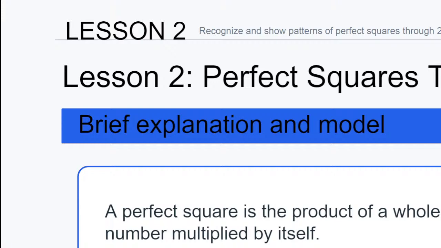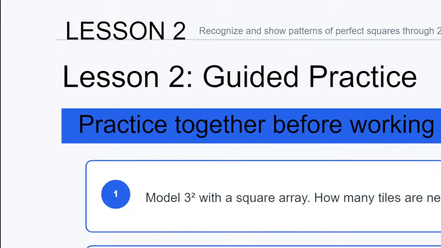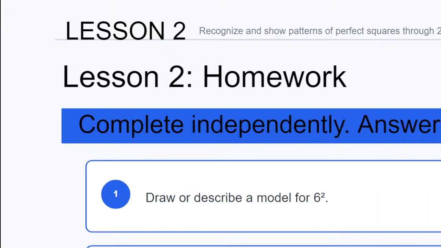20 squared is equal to 400. Perfect square makes a square array. 4 times 4 is 16, 4 squared. Okay, let's do practice. And this is the homework. Okay, number 1, draw and describe a model for 6 squared.